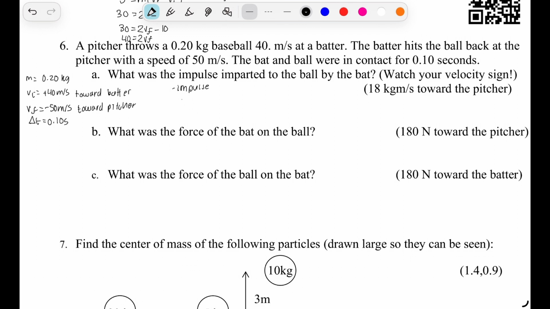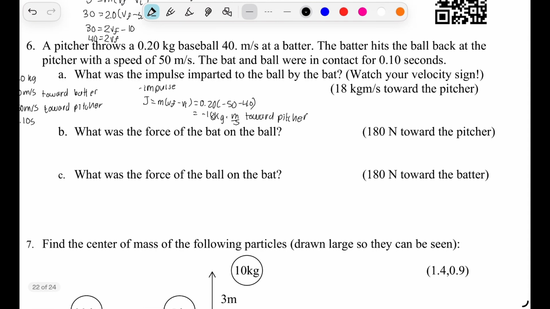Using the impulse formula, J is equal to m times vf minus v initial. So plugging in our values, we have 0.20 times negative 50 minus 40. That is going to be equal to negative 18 kilograms times meters per second toward the pitcher, because we've defined our negative direction as towards the pitcher.